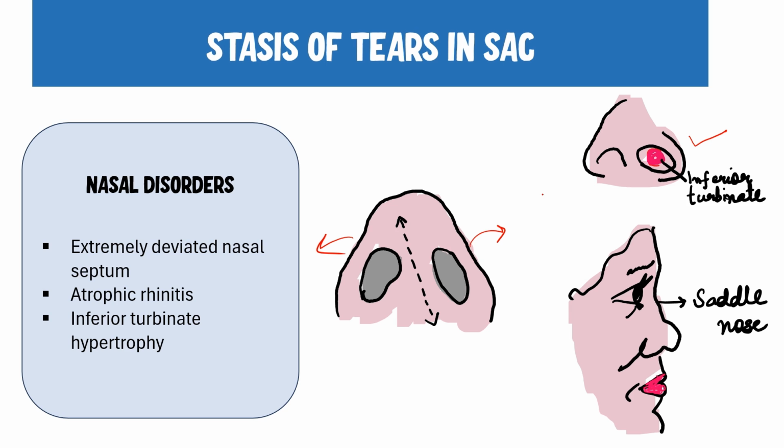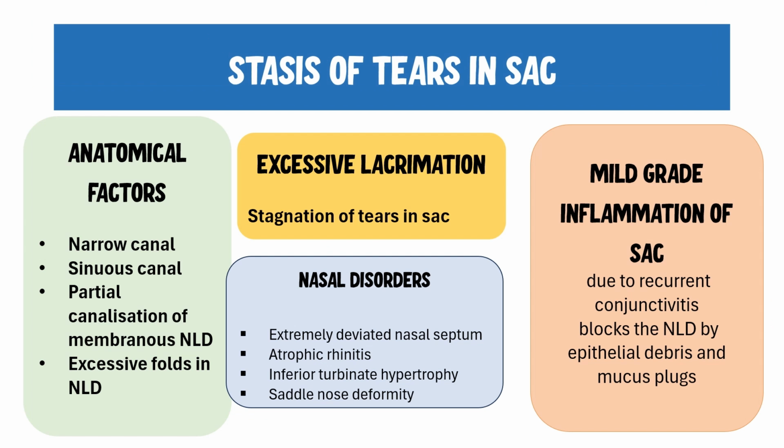So, if you would remember, the nasolacrimal duct basically opens ultimately into the inferior meatus, which is present below the inferior turbinate. So, if your inferior turbinate is hypertrophied, what will happen? It is going to actually press upon the opening of the nasolacrimal duct, leading to blockage of the nasolacrimal duct. Apart from that, sometimes you can have the saddle nose deformity. Such patients also have lesser space within the nasal cavity, and therefore they are more prone to developing obstruction and stasis of the tears in the sac.